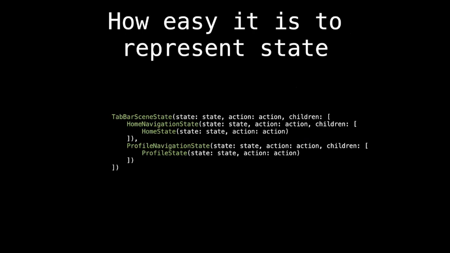In this example, I have a tab bar that displays two tabs with navigation controllers, with a home controller and with a profile controller. And that's it. This is my whole application state. And if this is my state, right, what if I want to push, for example, what if I want to show another view controller in this state? What if I want to edit profile or something like that?